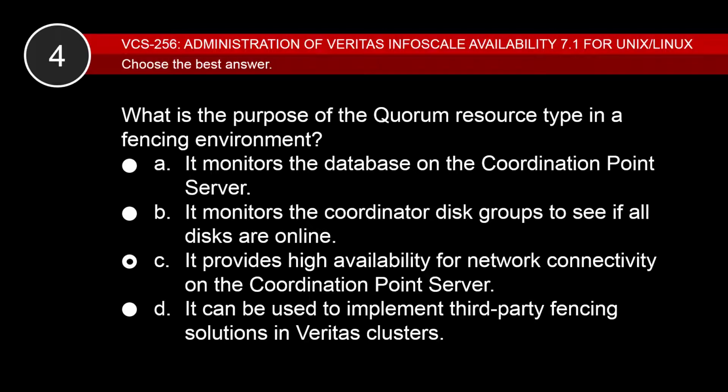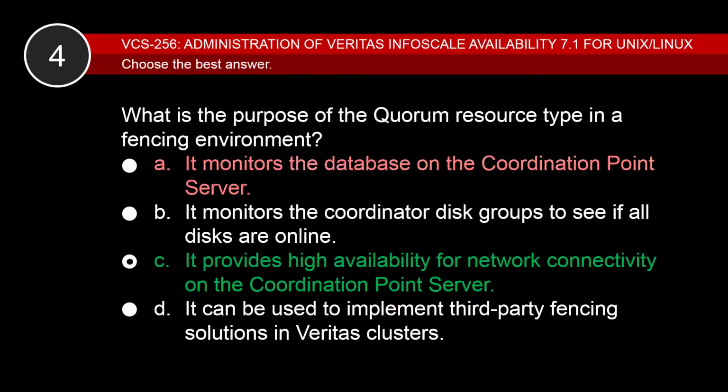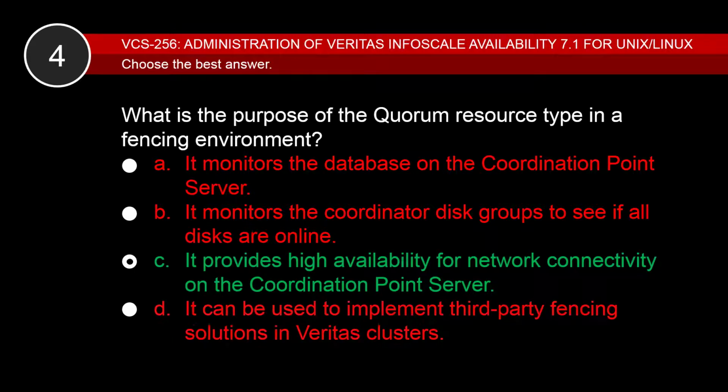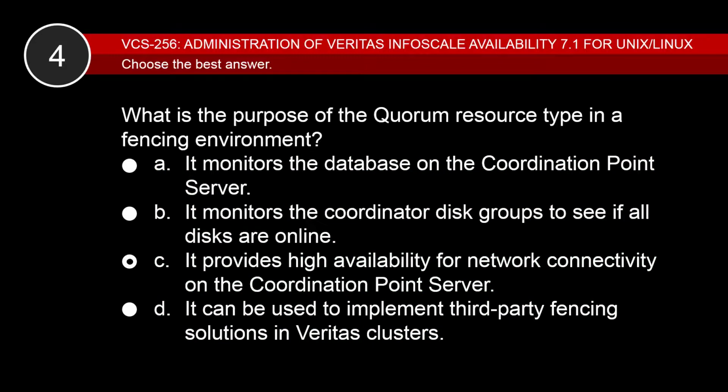For this question, C is the correct answer. C is correct because the quorum resource is used to ensure there is at least one IP address available for the coordination point server communications when the coordination point server is configured to use multiple virtual IP addresses. A is incorrect because there is no resource that monitors the database on the coordination point server. B is incorrect because the coordinator points are monitored by the coordination point agent if configured, not by the quorum resource. And finally, D is incorrect because VCS does not use third-party fencing solutions.